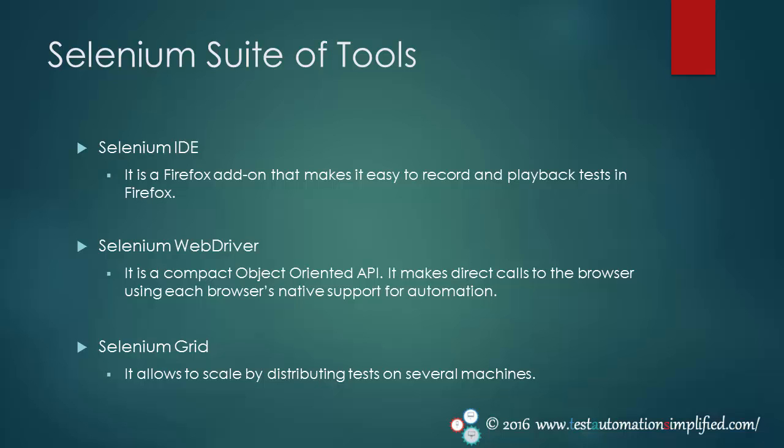WebDriver makes direct calls to the browser using each browser's native support for automation. WebDriver was developed to better support dynamic web pages where elements of a page may change without the page itself being reloaded. For example, Ajax elements. WebDriver's goal is to supply a well-designed object-oriented API that provides improved support for modern, advanced web application testing problems.